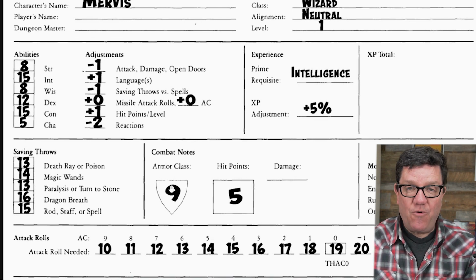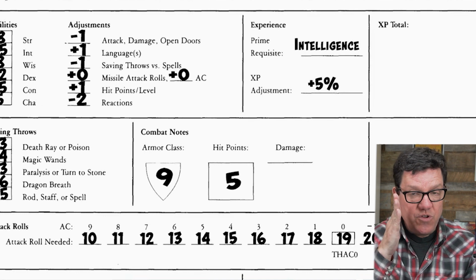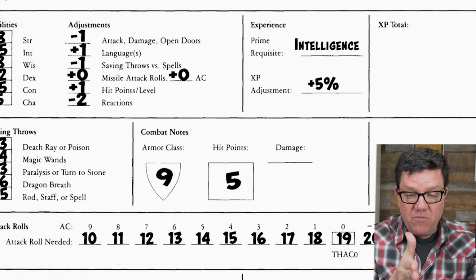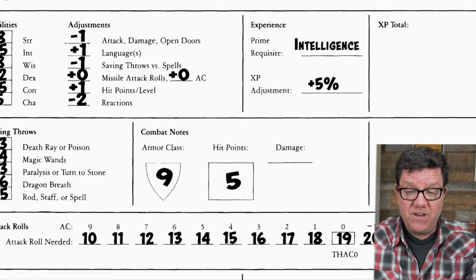Armor class of 9, can't wear any armor, doesn't have any dex bonus. I rolled a 4 on my hit points because I got a +1 on my con, which is great. And the THAC0 is the same as the dwarf. It's going to be the same for all these characters. Again, when you run into a monster, what's its armor class 4? You need a 15 to hit it. A magic user is not necessarily going to be striking, but if they were, that's what they would need.